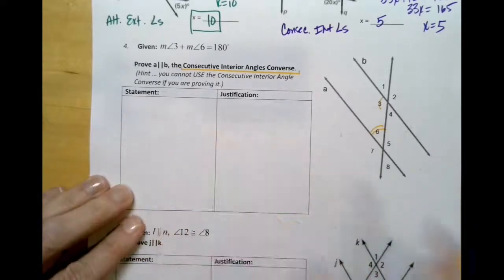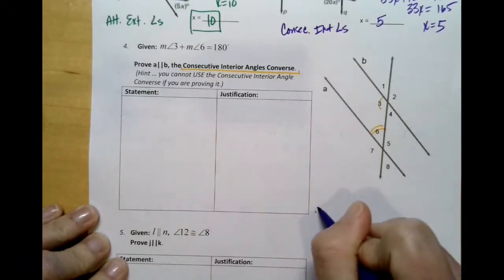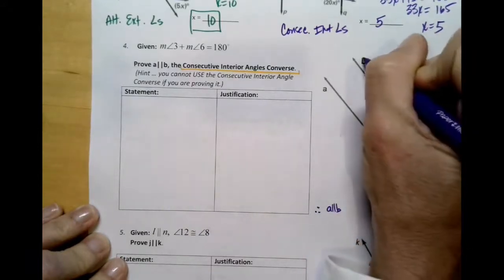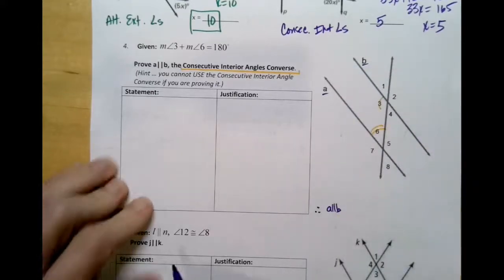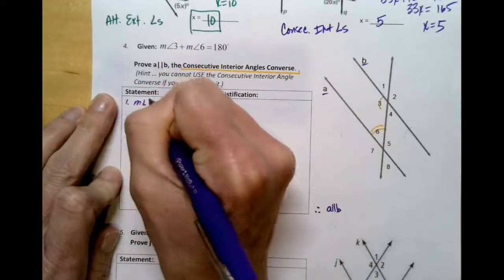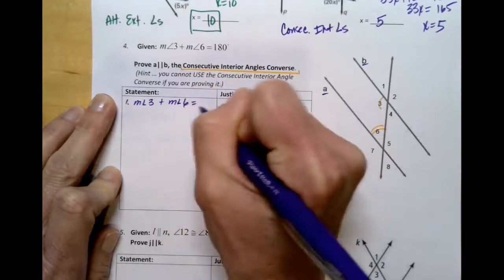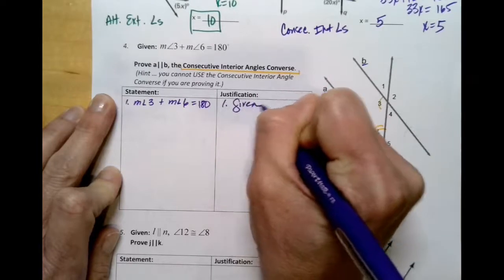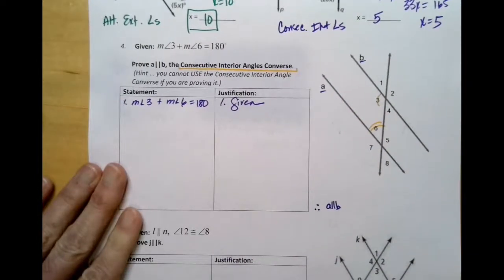All right. So what I'm going for is a statement at the very bottom. It's going to say, therefore, A is parallel to B. So that's what I'm looking for, these two lines to eventually be parallel. Let's talk about what we're given. Number 1, the measure of angle 3 plus the measure of angle 6 is equal to 180 degrees. And how do I know that's true? They told me. So we'll go ahead and just call that our given, get that out of the way.